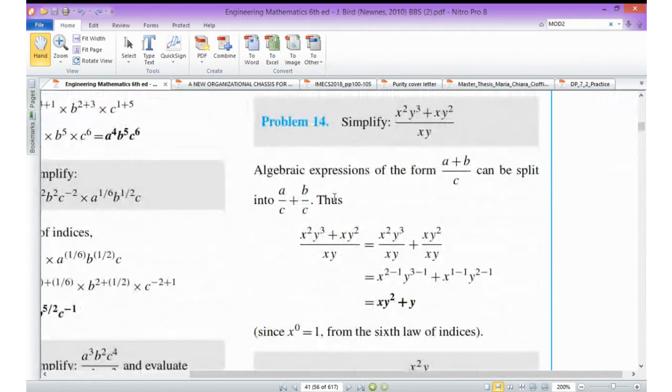So look at problem 14. We have a slightly different scenario there. We've been given those values, and we are told an algebraic expression of the form of this can be split as follows. This is a very important aspect, but very, very simple. Simplify that into this.